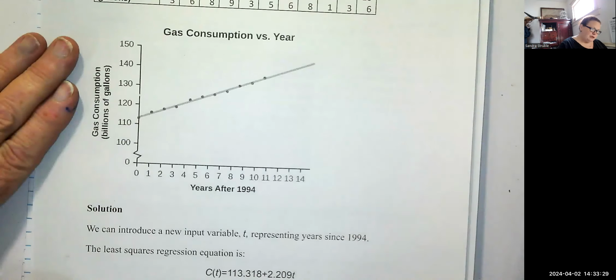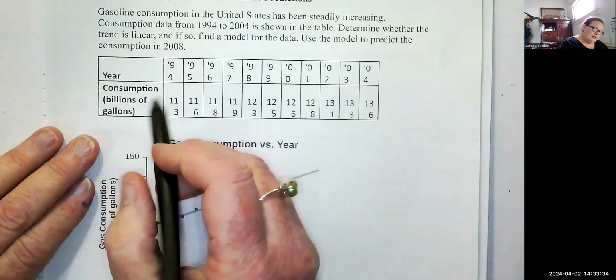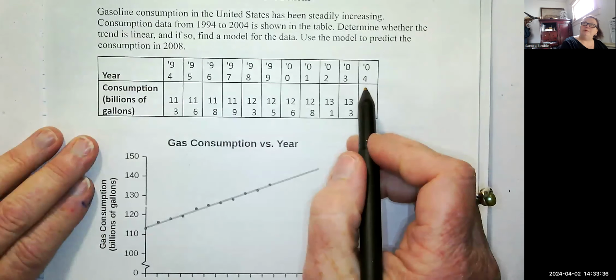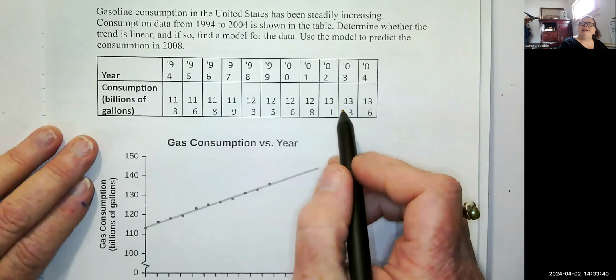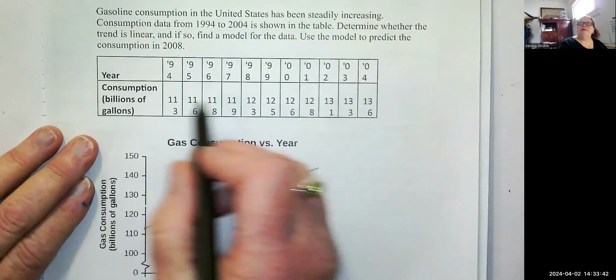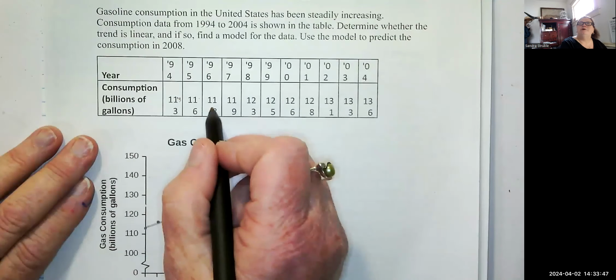What's next? I want to enter this data. All right, so we'll put in the years for our X variables, because remember, time is X, and consumption of billions of gallons of gasoline is going to be Y. This needs more space. This should be a 3 here. The 3 should be up here. The 6 should be here.